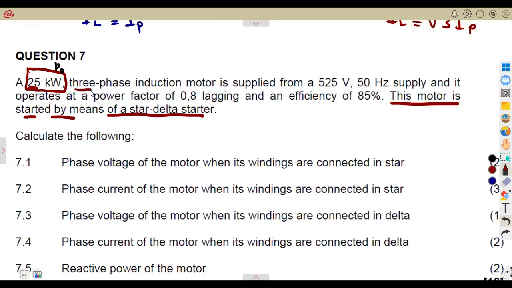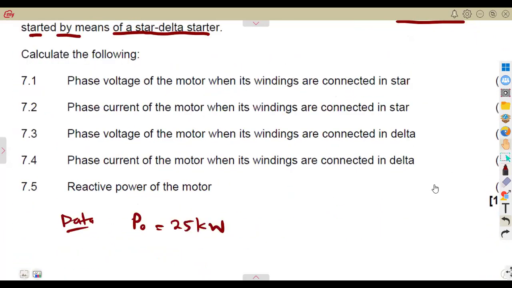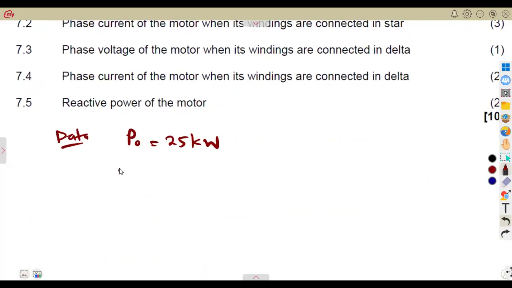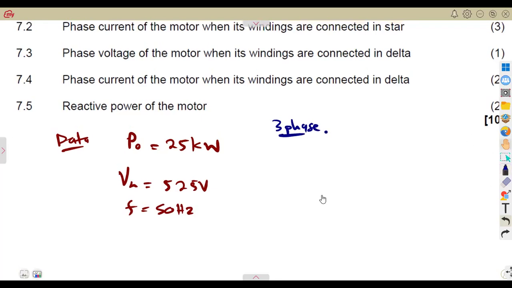So this is a 3-phase. We consider a 3-phase induction motor, meaning to say it is inductive, and it is supplied from, so this is the supply voltage. This is your line voltage, at a frequency of 50 hertz. So there we have got the line voltage of 525 volts at a frequency of 50 hertz. Remember, we are given that this is a 3-phase connection that you're going to have.